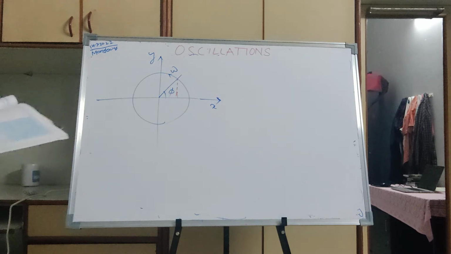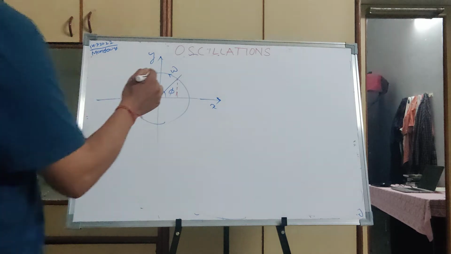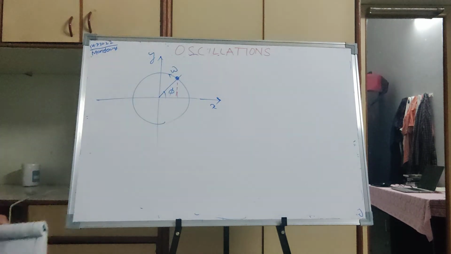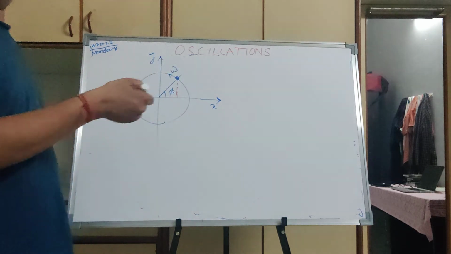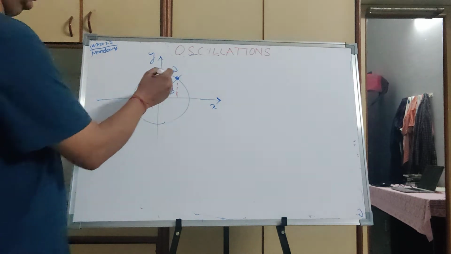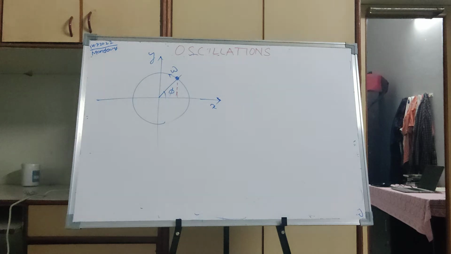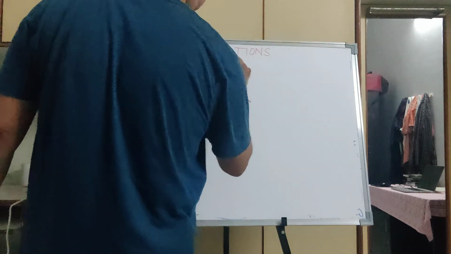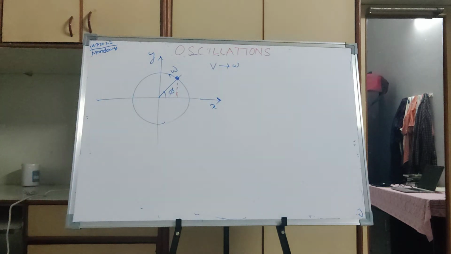You can see here, let us say this is a circle and this is the point. This point is rotating at an angular velocity omega. Now I was telling that if linear velocity is v, the corresponding angular velocity is omega.